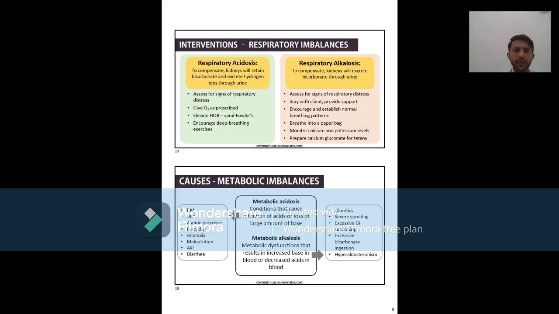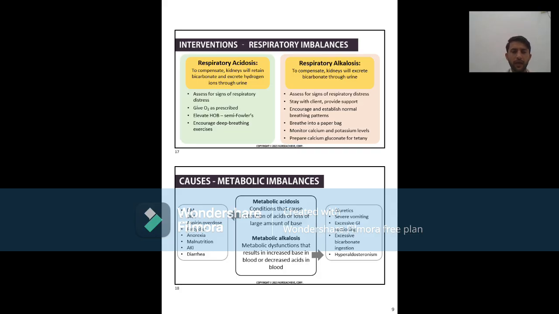Excessive bicarbonate ingestion: as we talked about earlier, bicarbonate is basic in nature. If we consume too many antacids like baking soda or calcium carbonate, it floods the digestive tract and bloodstream with alkaline agents. This directly overwhelms the kidney's ability to excrete the excess base, raising blood pH.